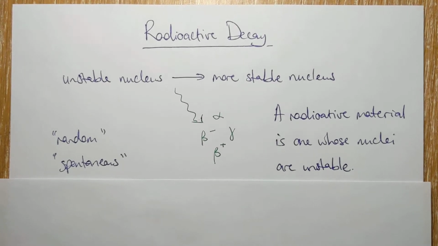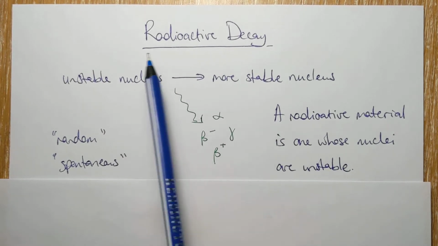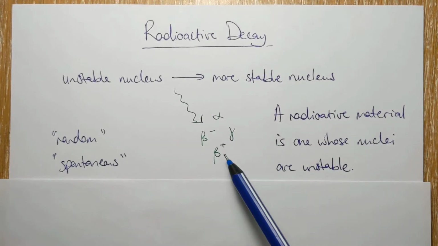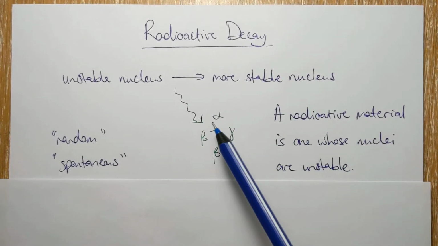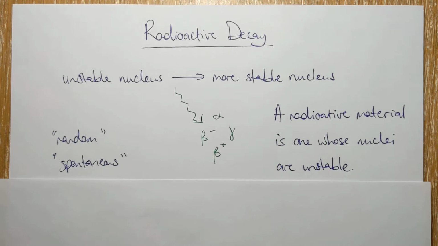And another quick note, nuclear fission and fusion, they're a different category of nuclear reaction. So when we say radioactive decay, we do just mean one nucleus turning into another by emitting one of these types of radiation. Okay, but why is this so interesting?